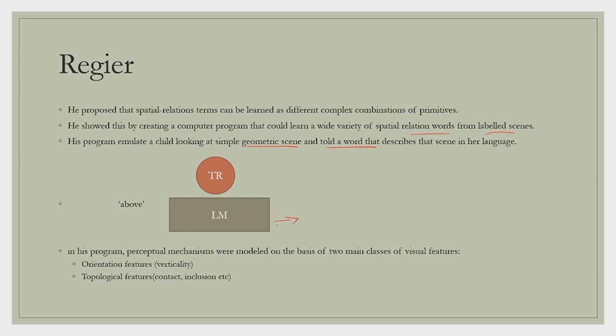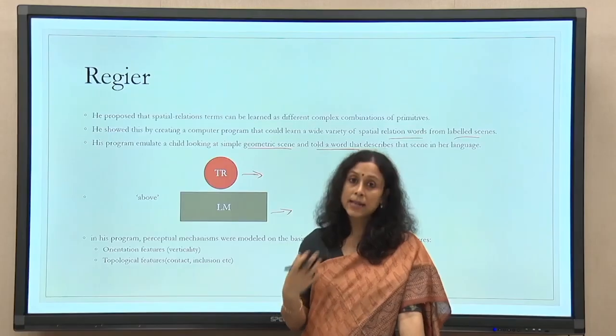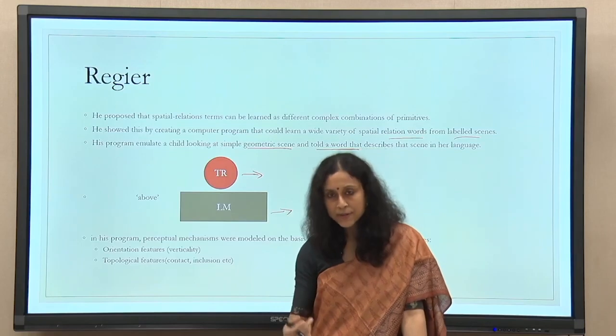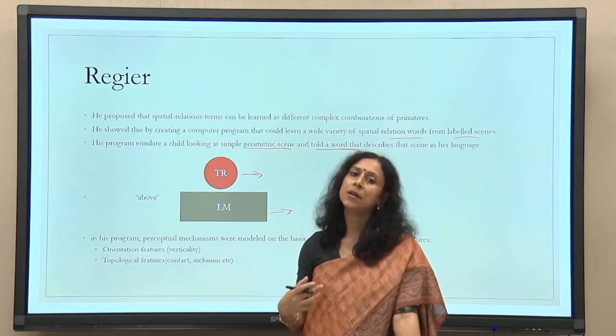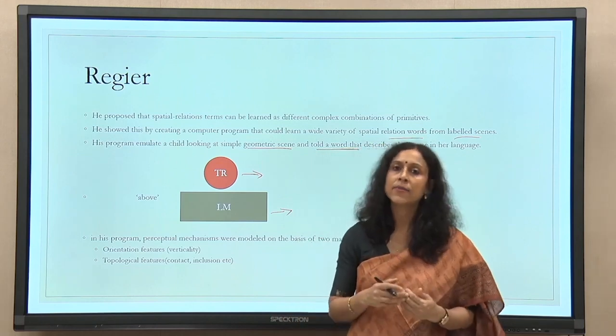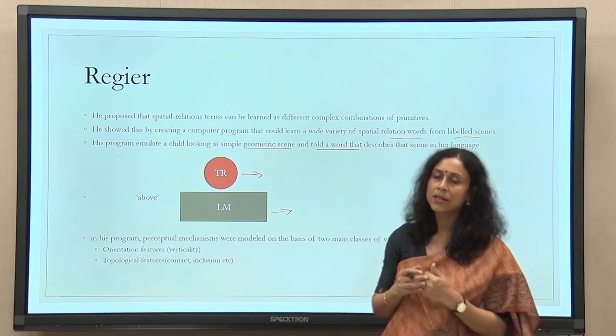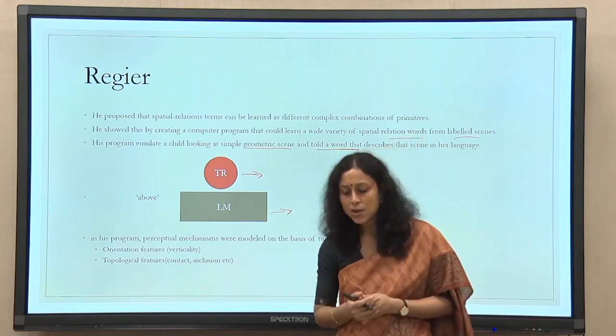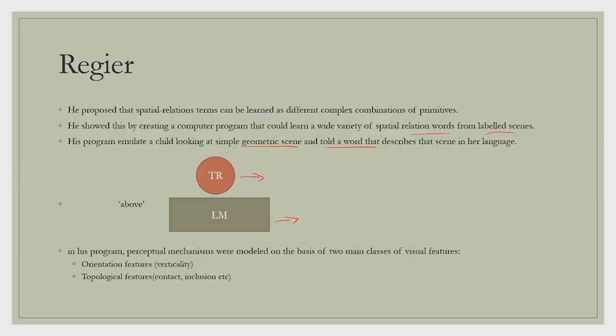This is called the landmark, LM is for landmark, and this is for trajectory. The trajectory is the object that is understood or looked at or conceptualized with respect to the landmark. The bigger object is the landmark, the smaller object is the trajectory, one with respect to another. So, the car is in front of the building: the car is the trajectory, the building is the landmark, and so on. We understand the trajectory with respect to the landmark. In this case, this is the arrangement between the trajectory and the landmark, and this is what the name is given. So, above, see, it is not touching.